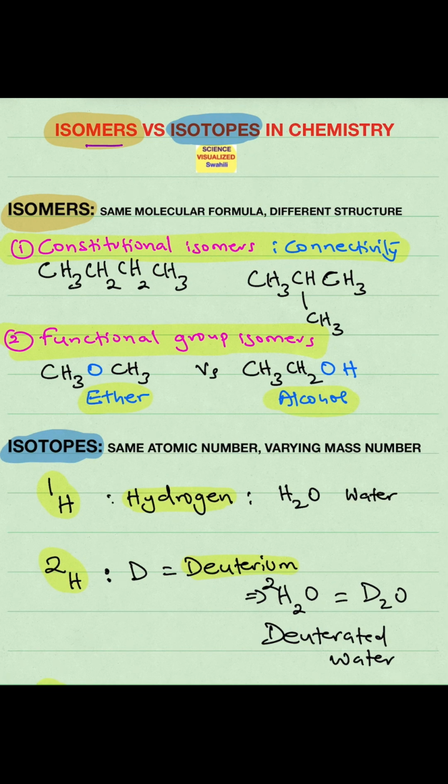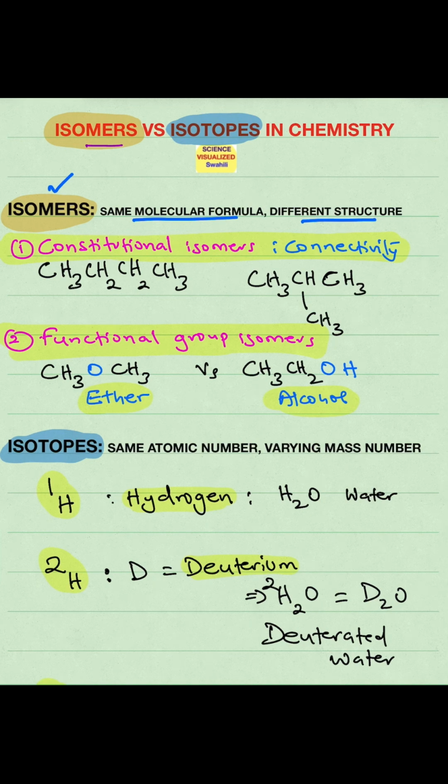Today we're looking at the difference between isomers and isotopes in organic chemistry. What are isomers? Isomers are compounds that contain the same molecular formula but different structures. There are two types of isomers.